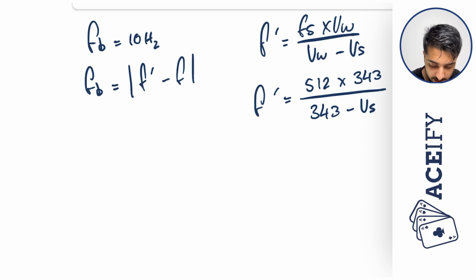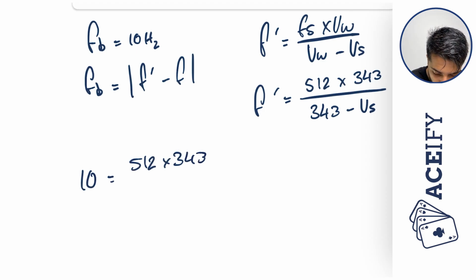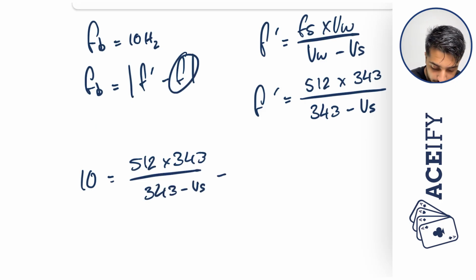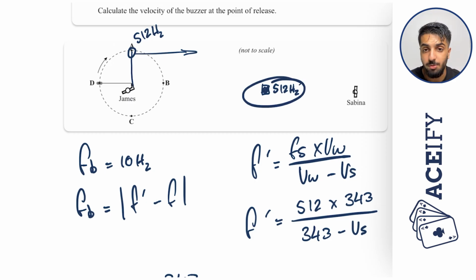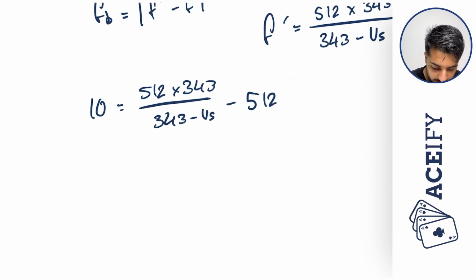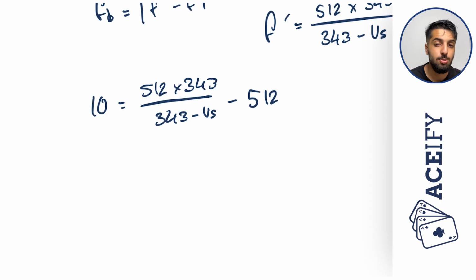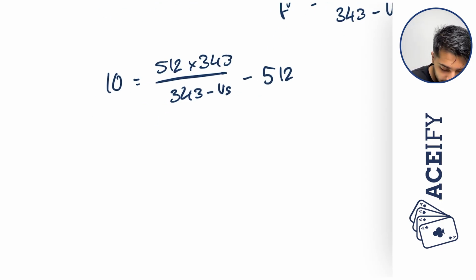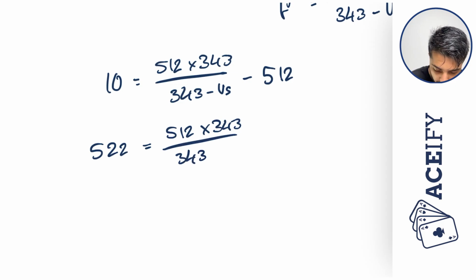And so plugging that into here, we get Fb, which in this case is 10 hertz, right? As given up here. So 10 is equal to 512 times 343 all over 343 minus Vs, minus our F, which again, as stated previously, is just the frequency of this buzzer, which is 512. And so now we need to rearrange for Vs to calculate our answer. Right off the bat, we can add 512 on both sides, and we get 522 is equal to 512 times 343 all over 343 minus Vs.